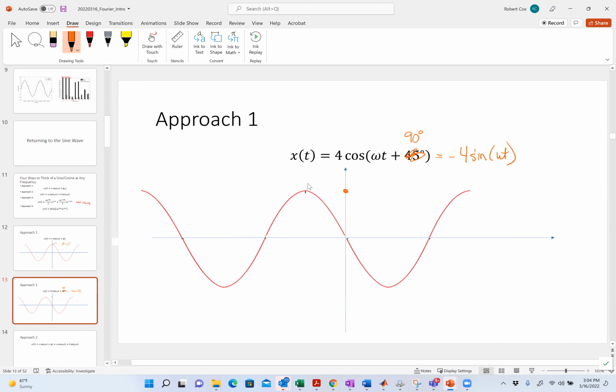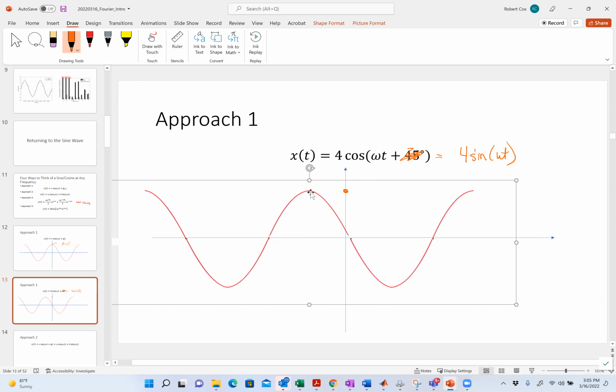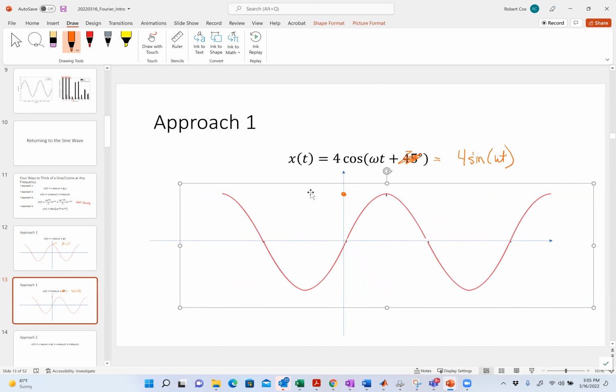All right. So let's say I wanted to turn it into a 4. Let's cross that out. Let's say I wanted to turn it into 4 sine omega t without a minus sign. What would I need to do then? Yeah, so put it that way, right? So I delayed it by 90 degrees.